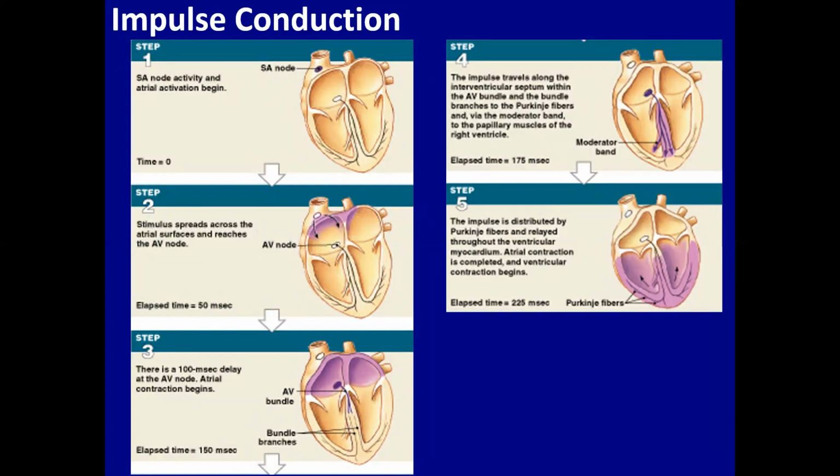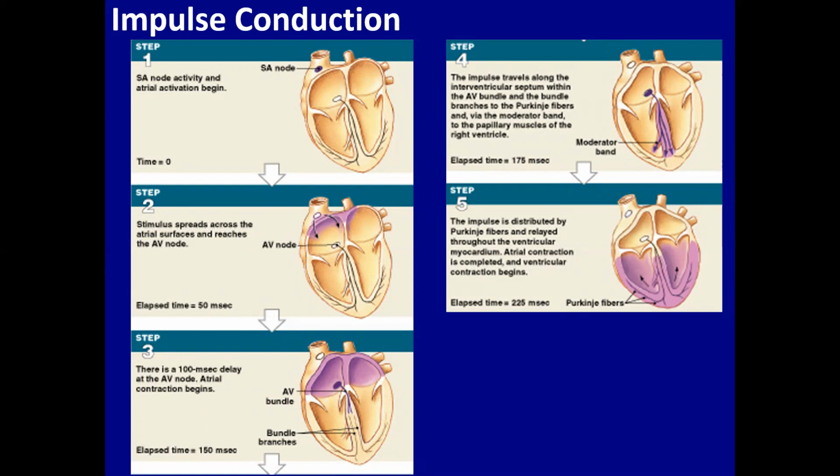So before we go into the words on this, I just want you to look at the colors. In the first frame, step 1, no purple. Step 2, see the purple as it begins to spread over the top of the atria. Notice in step 3, the atria are all purple, and notice that there is contraction of those atria.